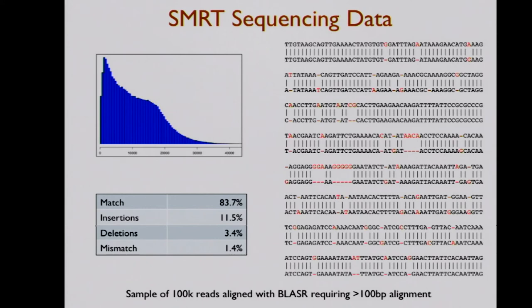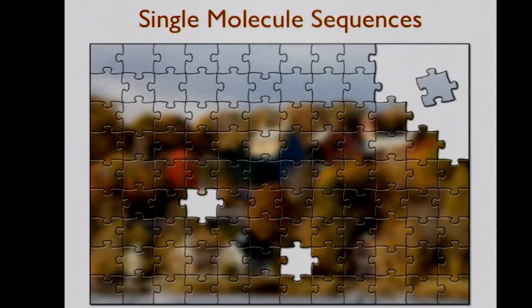The error rate is so high that if you try to apply basically any of the standard tools out of the box, they're just not going to work all that effectively. We need some specialized tools to work on this. The way that I think about this is, genome assembly is like putting together a jigsaw puzzle from these long read technologies. We get these nice big tiles. The problem is they're all very fuzzy.